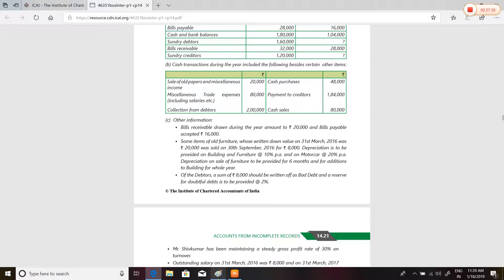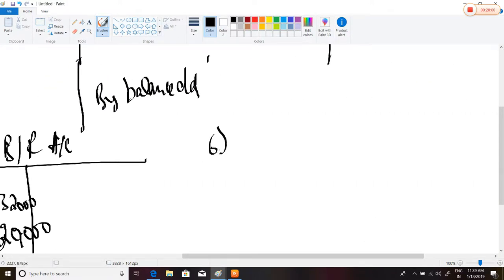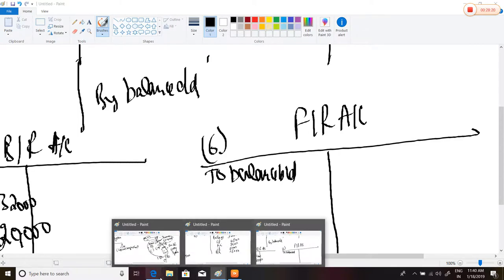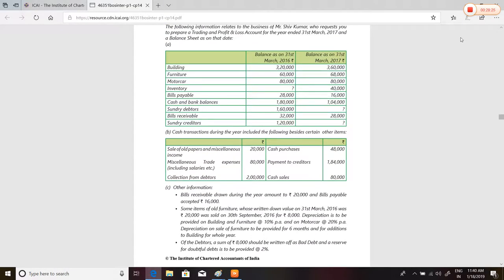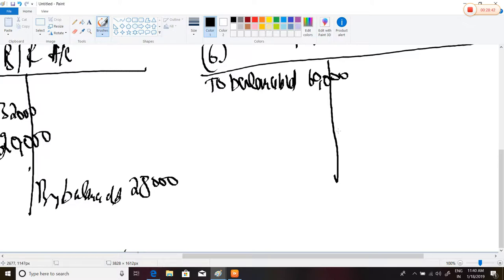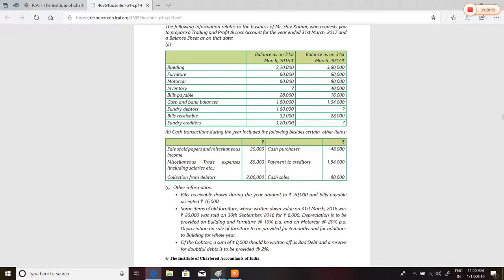Okay, we are going to make the furniture account. Furniture account, to balance brought down 60,000. And closing balance was 68,000, I suppose. By balance carried down 68,000. By cash, was sold for ₹8,000. Okay.